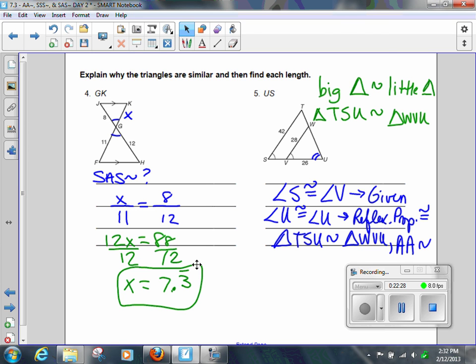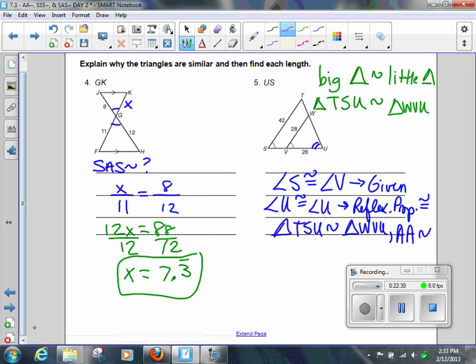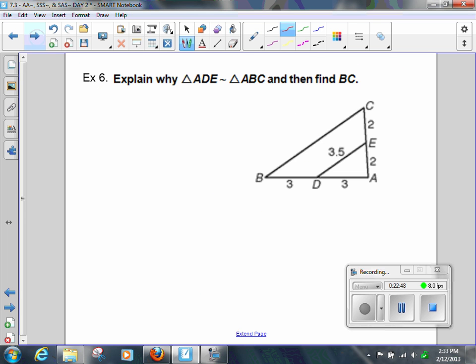Don't write this down, but that's what it could look like. How would you solve something like that? Very carefully. You would have to be given side information to do that. Okay. Any questions at all? All right, let's look at this.